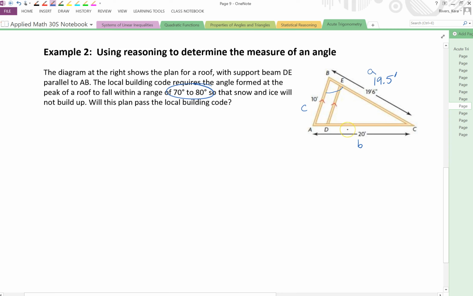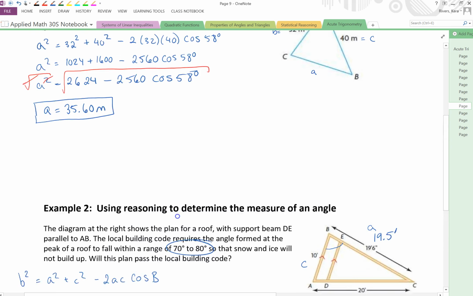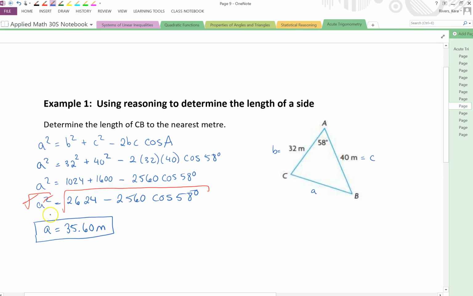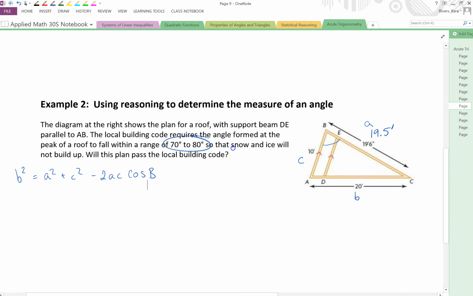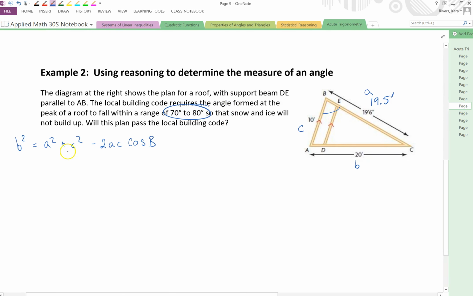Okay, so if I'm solving for angle B, I'm going to use the B formula that starts with B squared is equal to A squared plus C squared minus 2AC cosine of angle B. So the nice thing when we were solving for example 1 is that we were solving for side A, and side A was sitting right at the front. All we had to do was square root to get it by itself. But if you could see angle B, it's really locked in there with all this other stuff around it, right? It's right at the end. It's not something that's already set up for us. We're going to have to do some algebra to get it by itself.